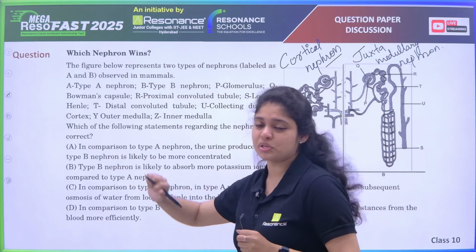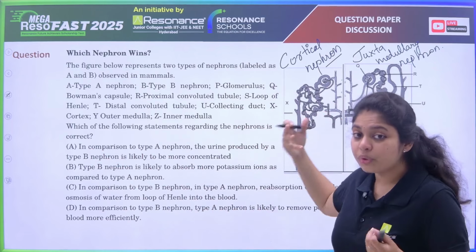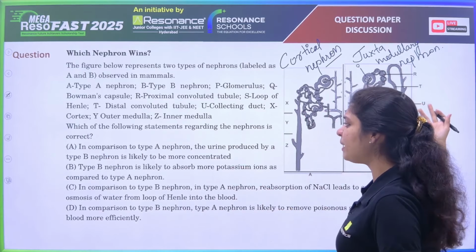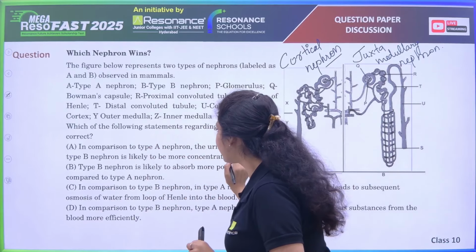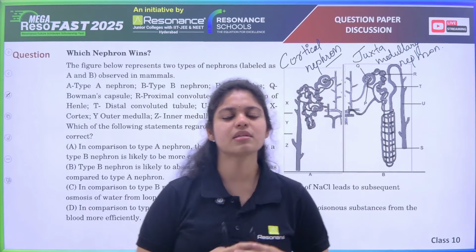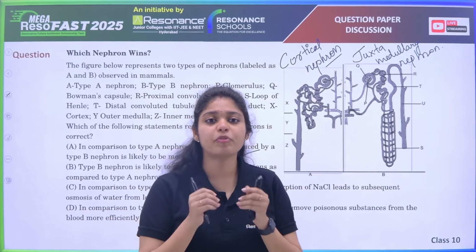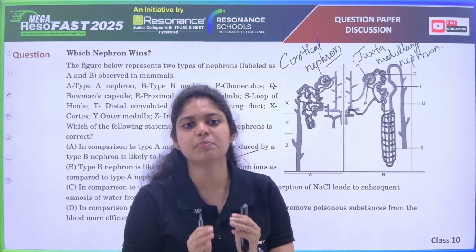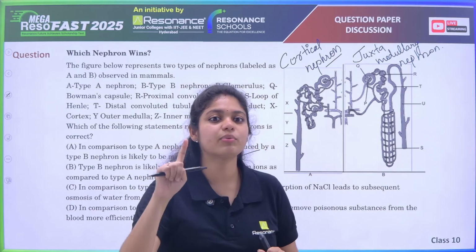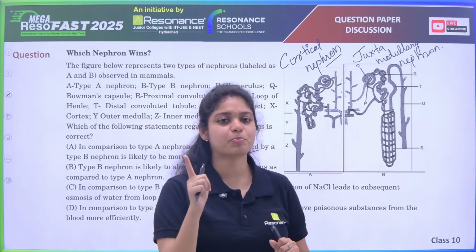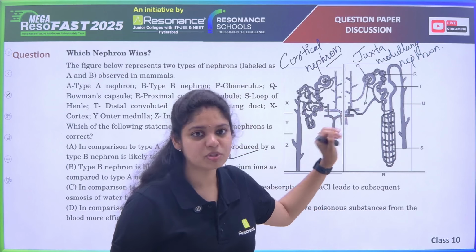Coming to the first statement, it is saying that in comparison to type A nephron, the urine production by type B nephron is likely to be more concentrated. Yes, this is a correct statement. Why is this statement correct? Because in case of cortical nephron, the loop of Henle is not penetrating deep into the medulla. So the vasa recta will be highly reduced, and it is responsible for the concentration of urine. So here it will not be that much concentrated.